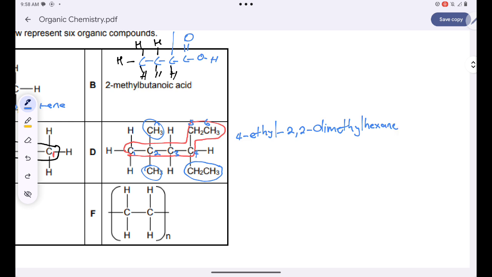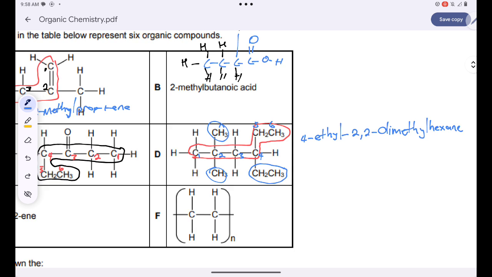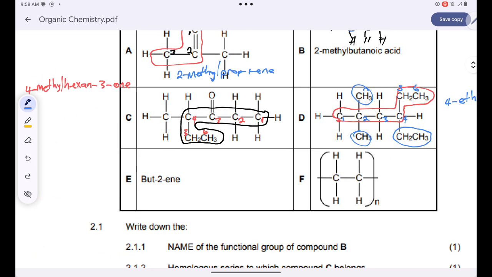Yeah, it's a saturated hydrocarbon, so it's hexane. So that will be the IUPAC name. And then for compound E, it's but-2-ene. The parent chain has 4 carbons, and between carbon number 2 and 3, I have a double bond. So the structure will be like this. The structure would be like that, né?